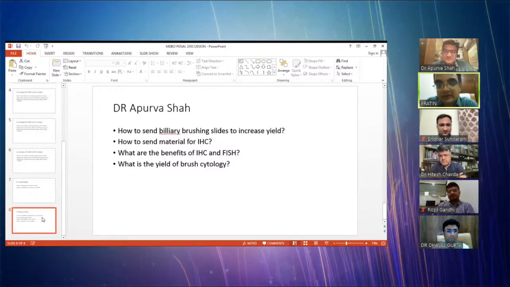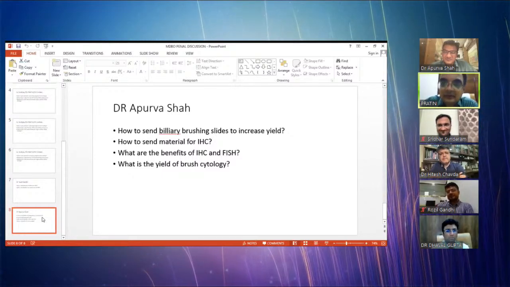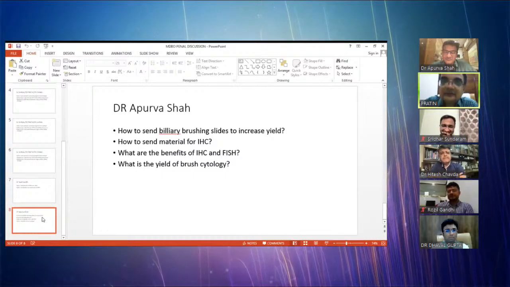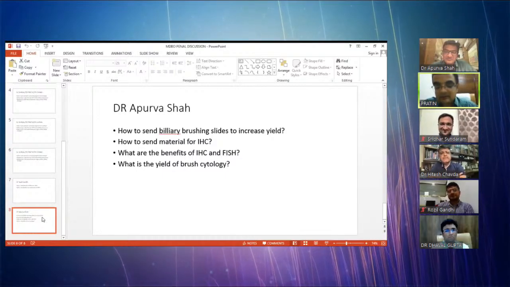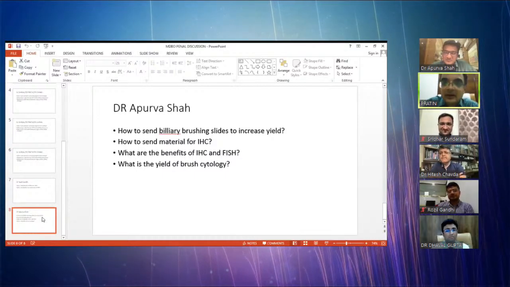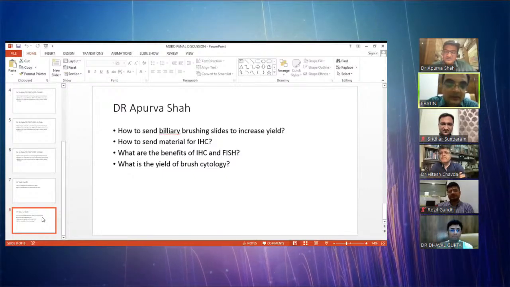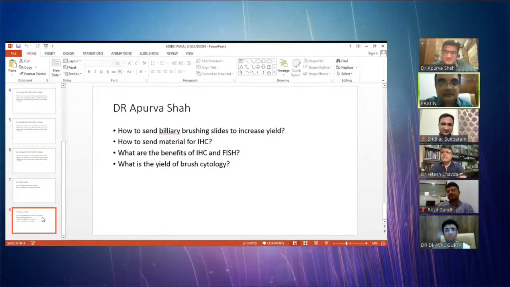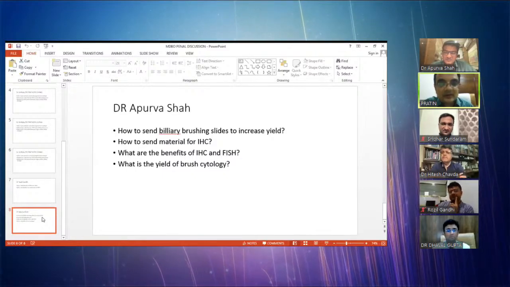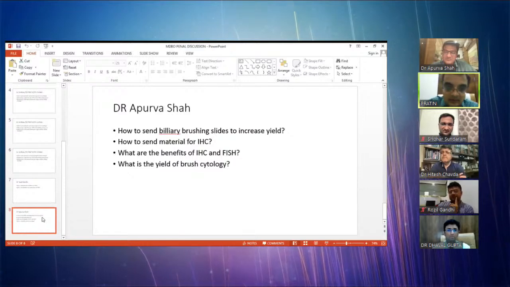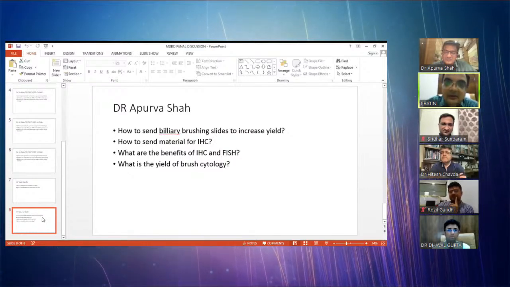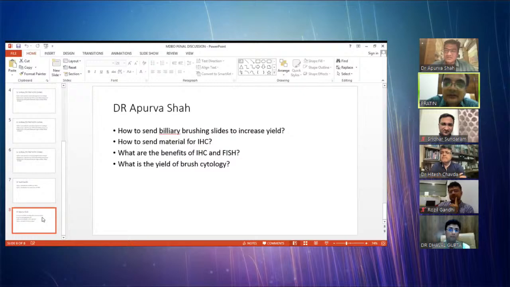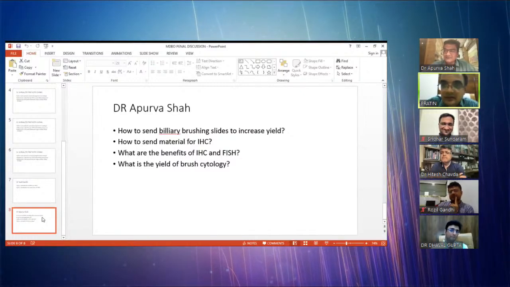Whenever we send slides for cytology, they say do alcohol fixation or air dry, and sometimes they want their pathologist to be on site for better results. So how should we send biliary cytology slides to increase the yield?